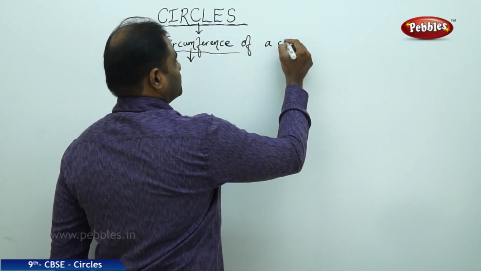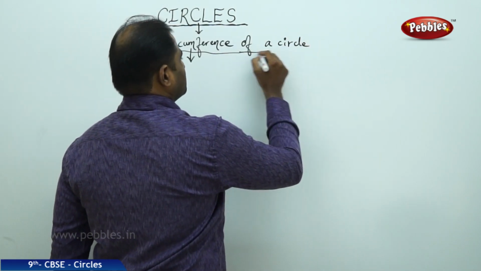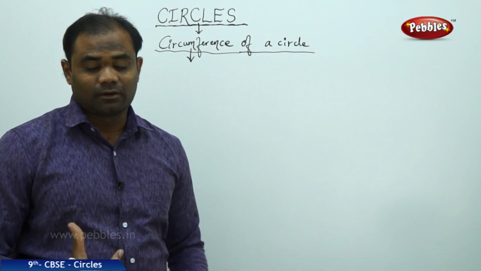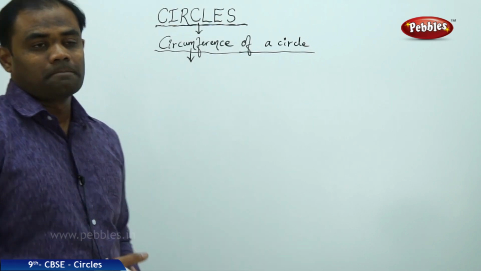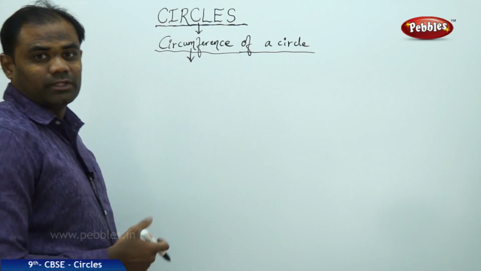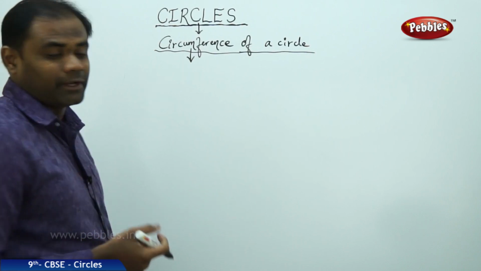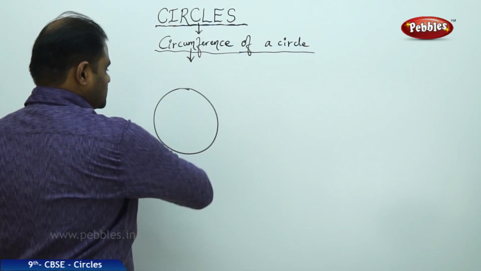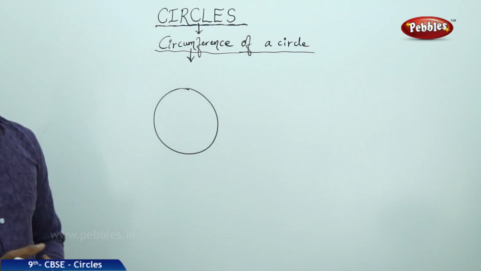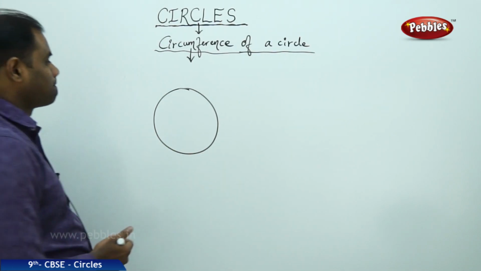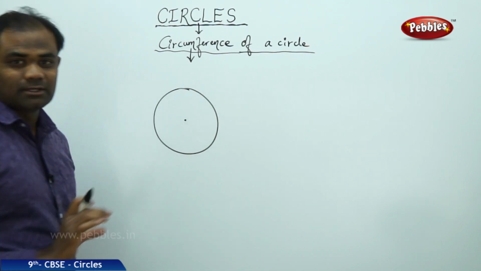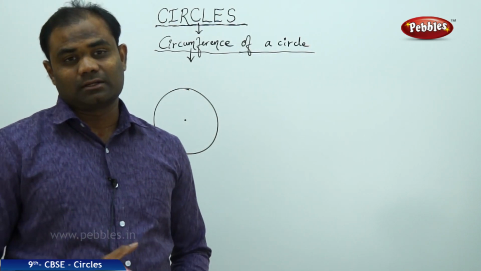Circumference of a circle. So let's see what circumference is. Let's take a circle with a certain center and a certain radius. So here I have a circle, and for this circle I have the part or piece of the circle which is defined as an arc.